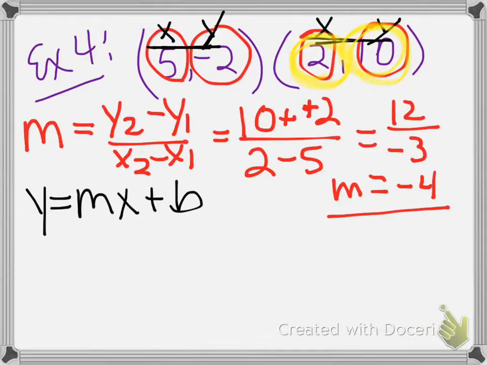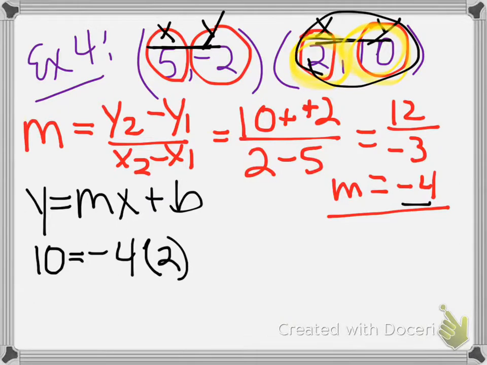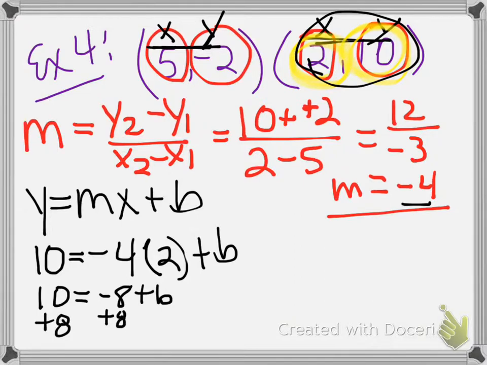So back to my equation. My y is going to be 10. We found our m to be -4. My x is 2, because that's the x that goes with my y. Now I'm going to try to find out what b is. Plus b. 10 equals -8 plus b. If I add 8 to both sides, then b is going to be 18.